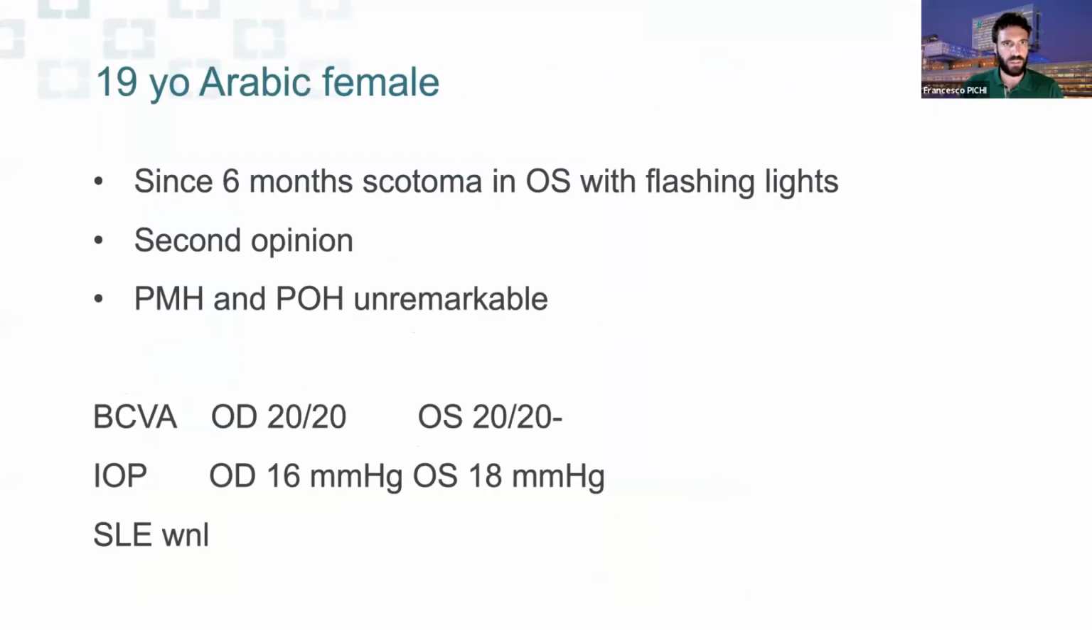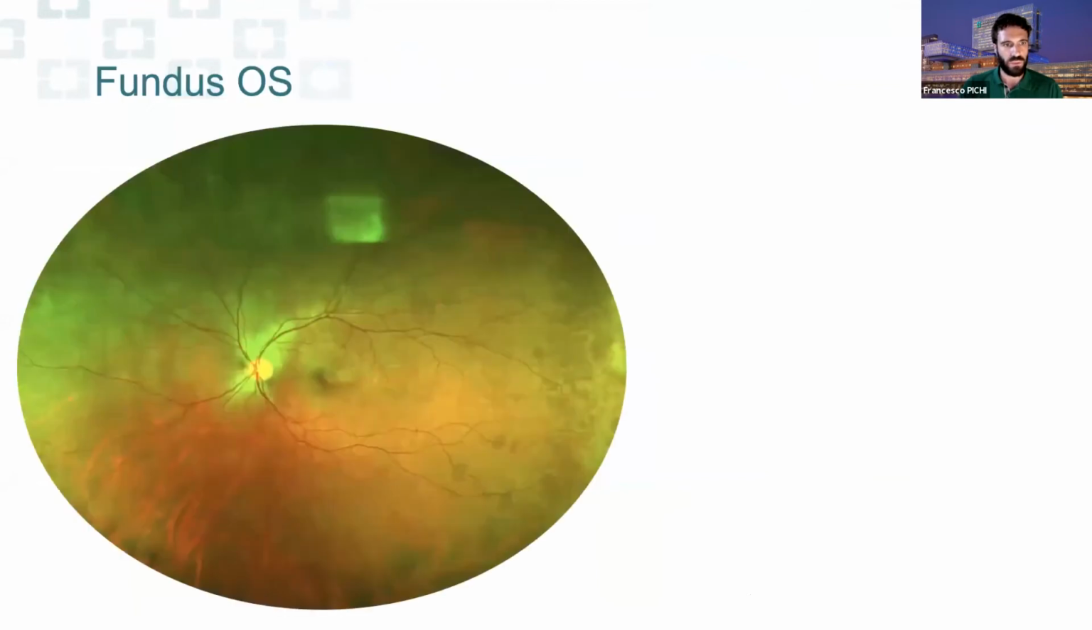This is a 19-year-old female who has been complaining for 6 months of a scotoma in the left eye. She comes for a second opinion, and in this left eye, she's 20/20, but she's missing a couple of letters here. Now, this is the fundus appearance. You can see there is an area of depigmentation around the disc, and you can see multiple small areas of changes in the periphery.